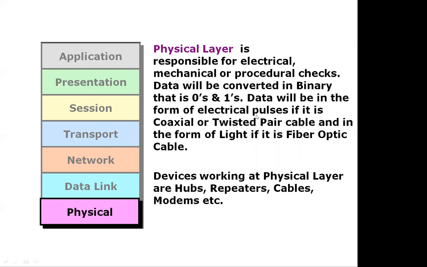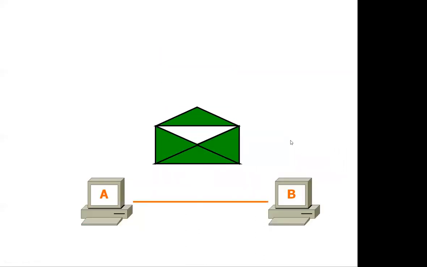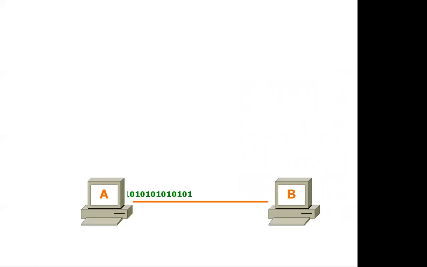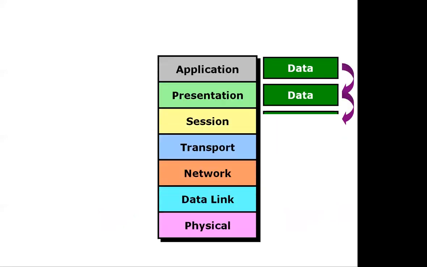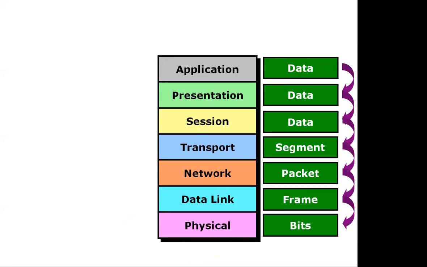In the cable part, in the physical layer, we have coaxial cable, twisted pair cable, and in the form of light, fiber optics cable is also there. Every data is sent in the format of 010101. That is done. So this is the process from application to physical.